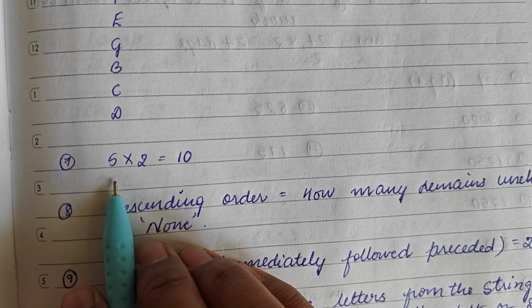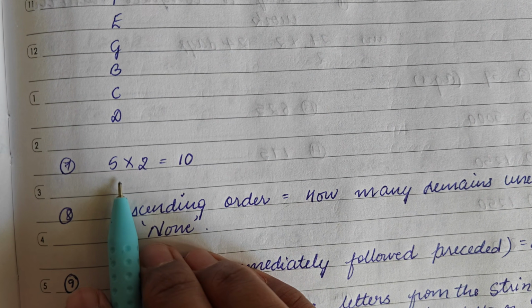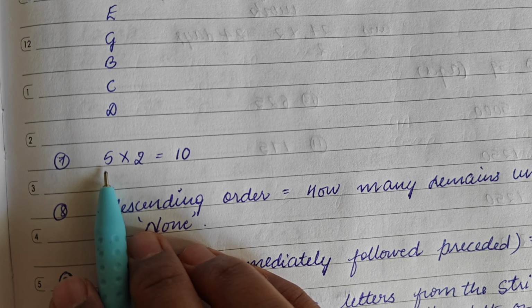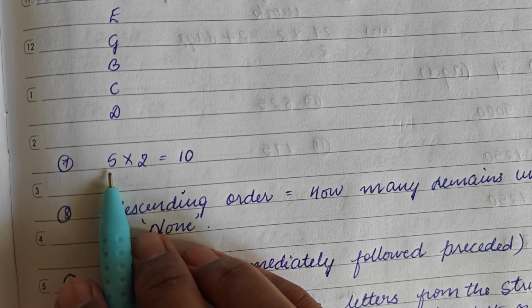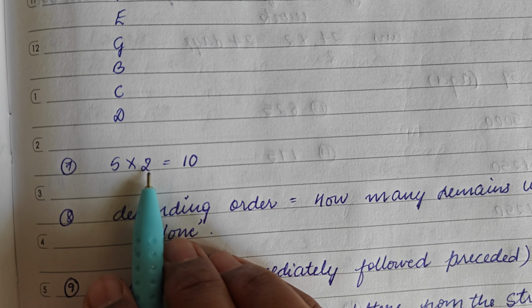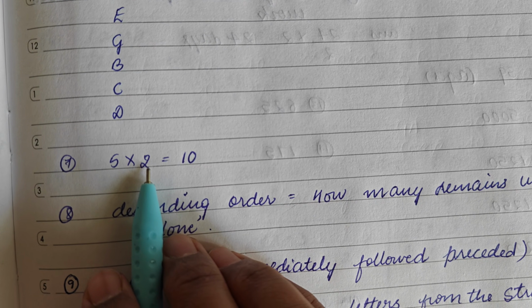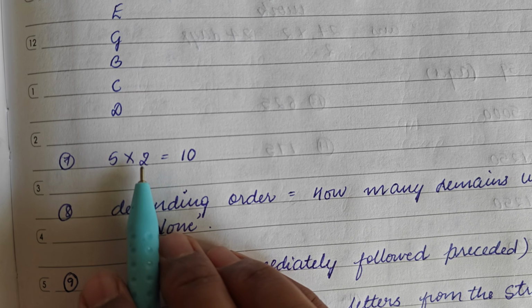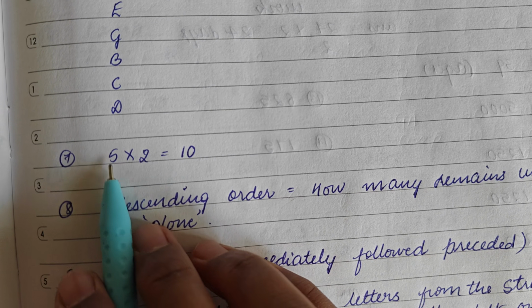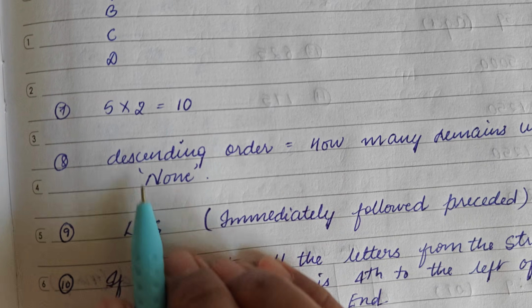And one miscellaneous question: we have to find the fifth number from the left, and the second element or eighth element from the right hand, like that. After that we have to do the product of that. So I got 10 as the answer.